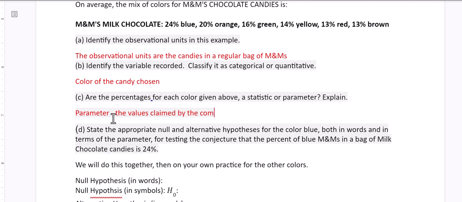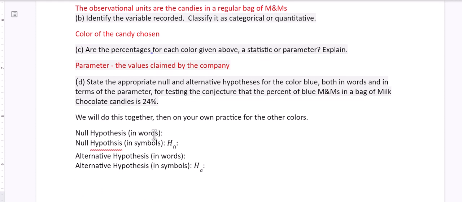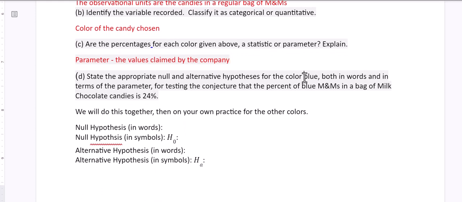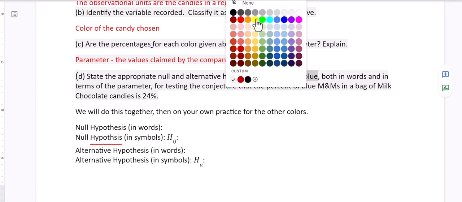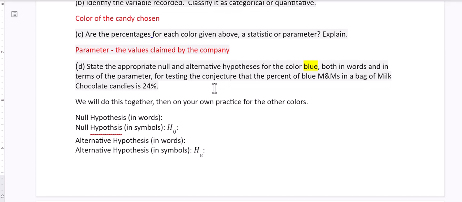State the appropriate null and alternative hypotheses for the color blue. So we're going to focus right now on just the color blue. We'll do this one together, and then you can do the other colors on your own. Both in words and in symbols, in terms of the parameter, for testing the conjecture that the percent of blue M&Ms in a bag of milk chocolate candies is 24%.